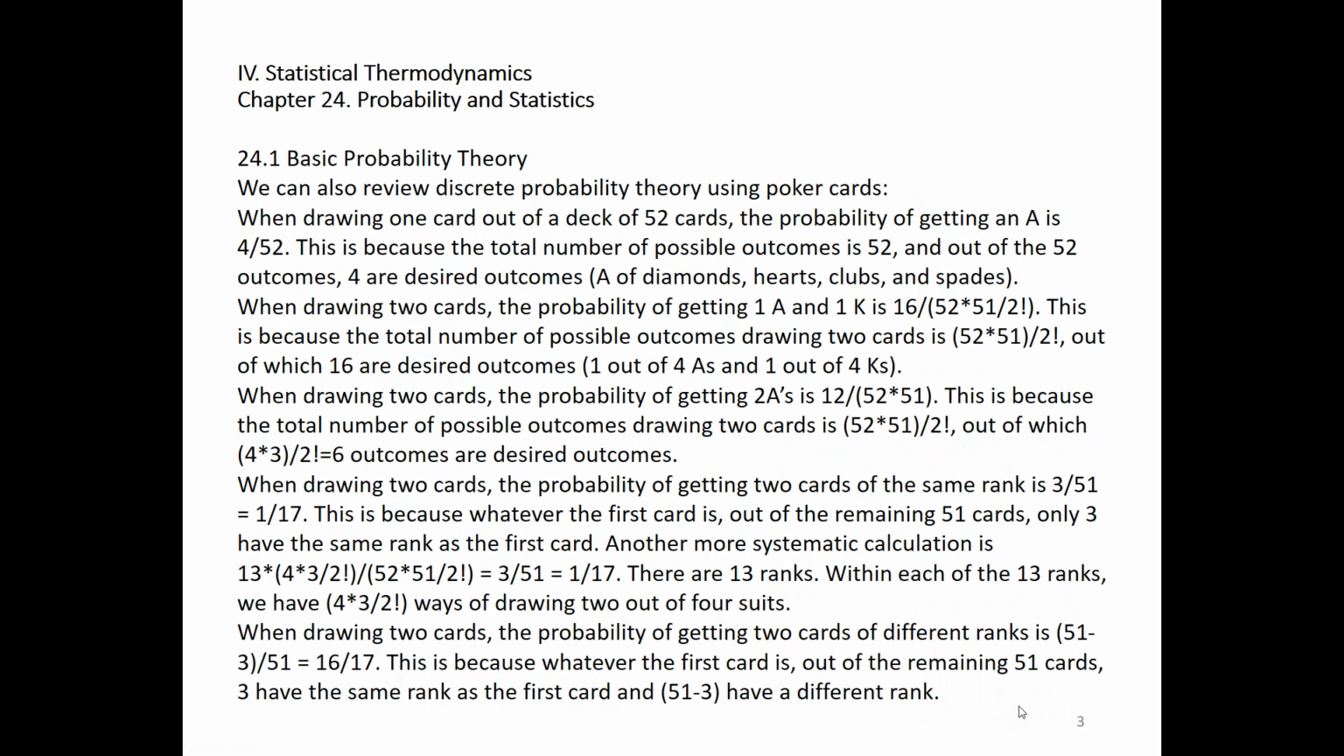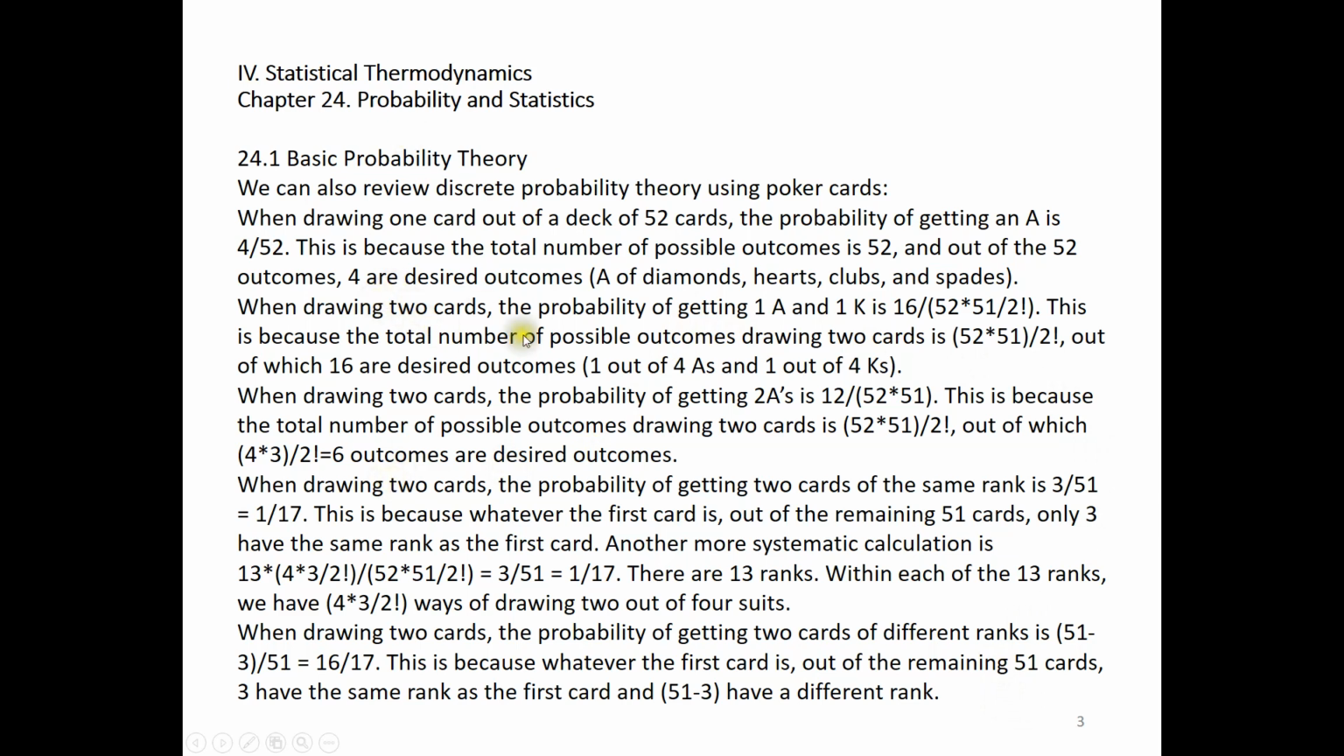Now let's look at some poker cards. When we draw 1 card out of a deck, the probability of getting an ace is 4 out of 52, because we have 4 different aces. We have ace of diamonds, ace of hearts, ace of clubs, ace of spades. So when you draw 1 card out, well, there are 52 outcomes. Out of these 52 outcomes, 4 are desired outcomes.